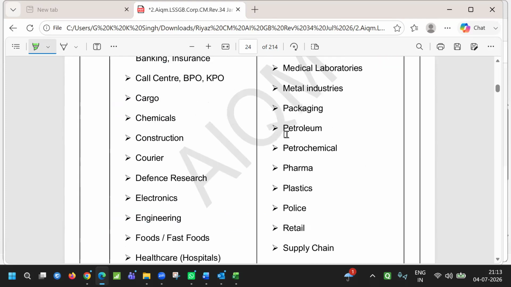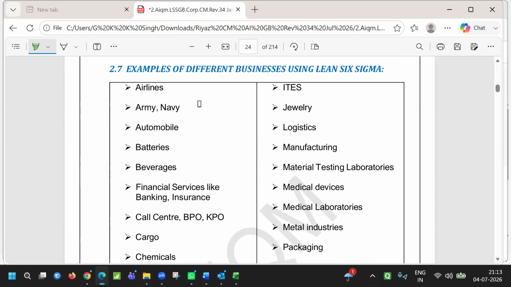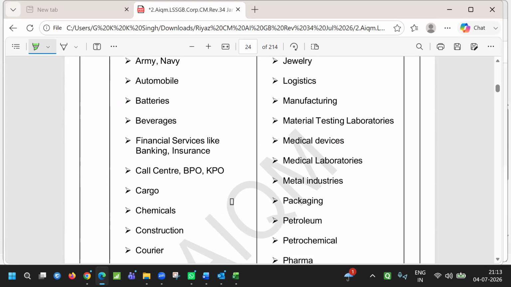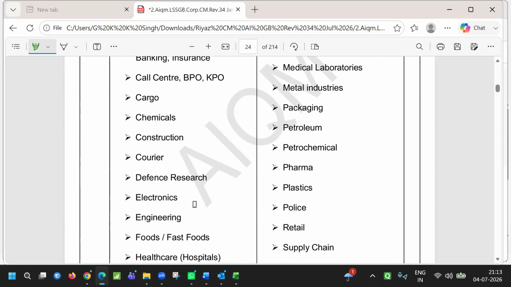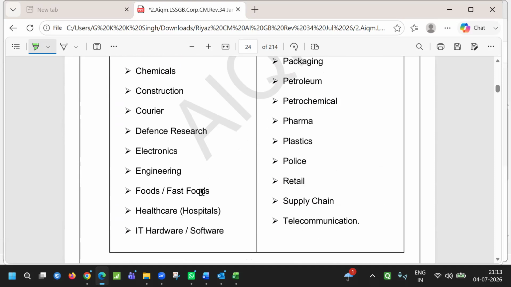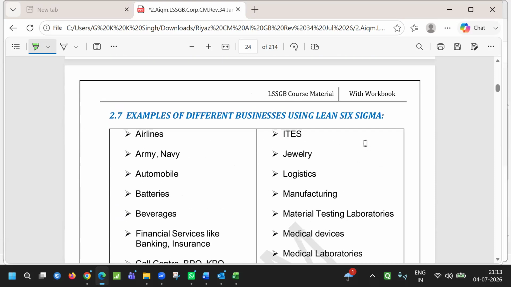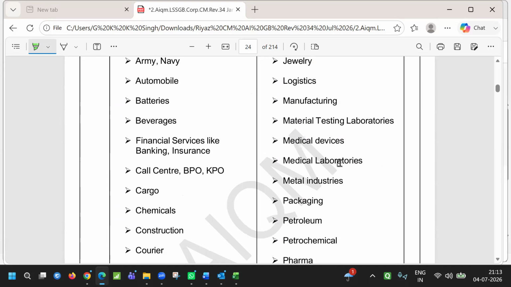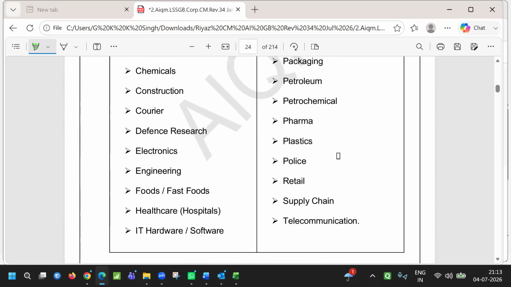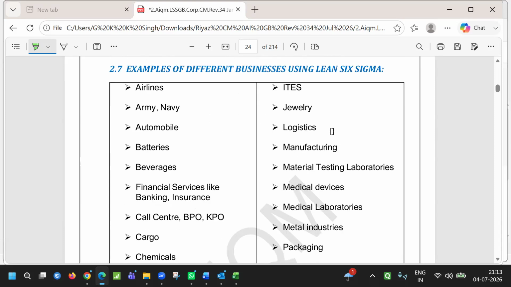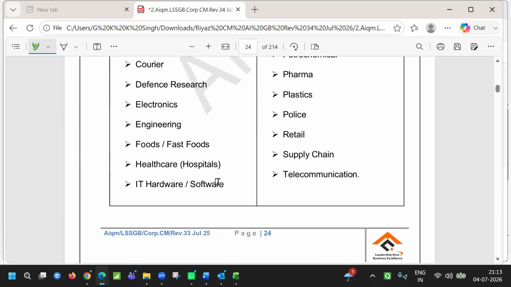So these are, you can see here, airlines, defense, automobile industry, batteries, financial services, call centers, construction business, engineering industry, healthcare, IT, jewelry manufacturing, other manufacturing, pharma, telecommunication, and so on. So there is a big list of industries which are today using, or businesses which are using Lean Six Sigma successfully.